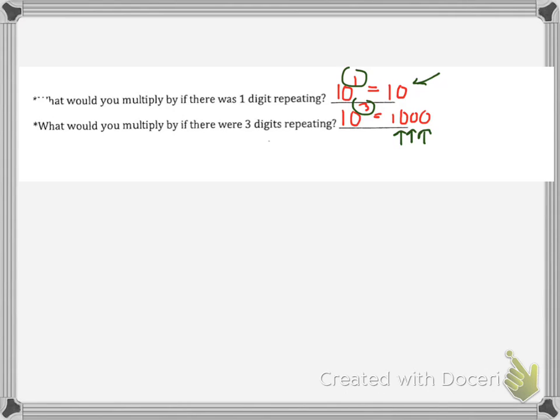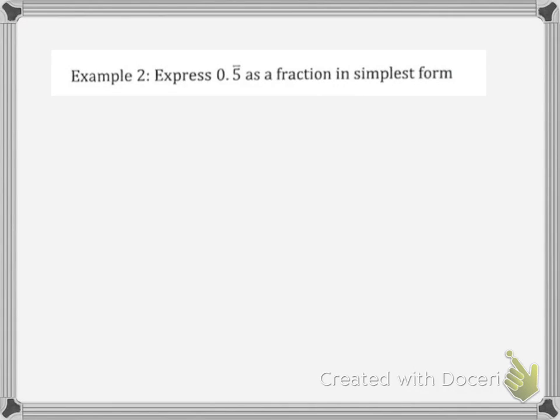We're going to try again with another example. So we're going to example 2. In example 2, our repeating decimal is 0.5 repeating. So we are going to define our variable. So our n is equal to 0.5 repeating. There is 1 digit repeating. So we're going to multiply both sides of the equation by 1 power of 10, or just 10. That gives us 10n is equal to 5.5 repeating. See how we're just moving the decimal over one place for 1 power of 10.